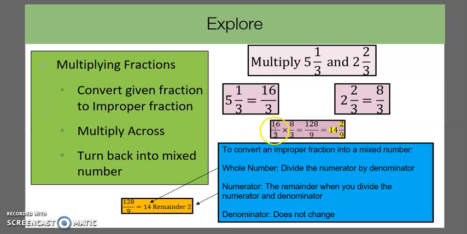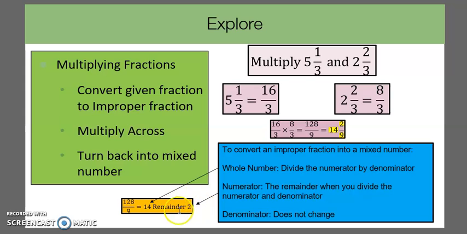In this example, we multiply 16 over 3 times 8 over 3 to give us 128 over 9. Now we're going to look at how we convert 128 over 9 into 14 2/9. When converting an improper fraction into a mixed number, to get the whole number, we divide the numerator by the denominator. Here, 9 goes into 128 14 times with a remainder of 2.